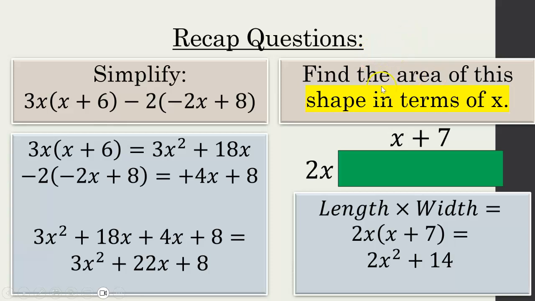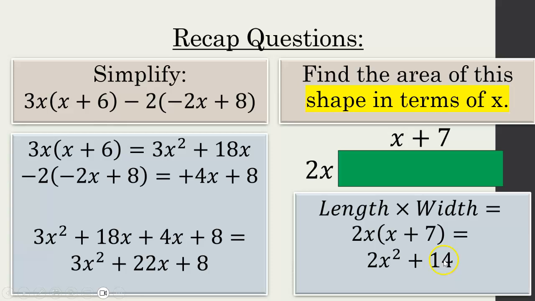Okay, what about find the area of this shape in terms of x? So how do I find the area of a rectangle? It's the length by the width. So that's the same thing as 2x multiplied by x plus 7, which is just 2x bracket x plus 7. So how do I do that? 2x by x, that's 2x squared, because x by x is x squared. 2 by 1 is 2. 2x by 7, there's no x here, so I don't have to worry about variables.